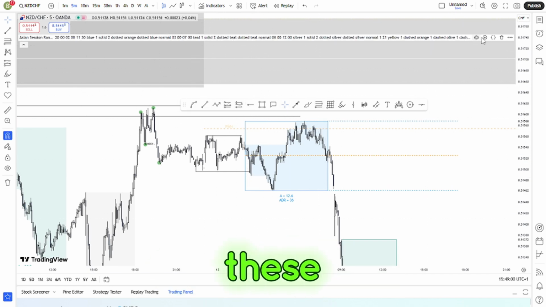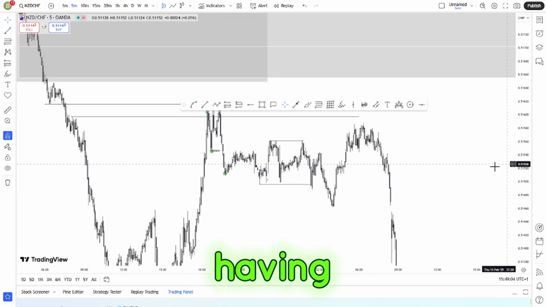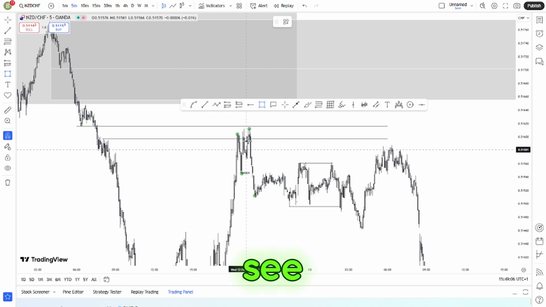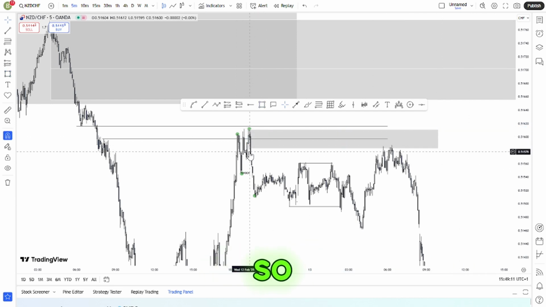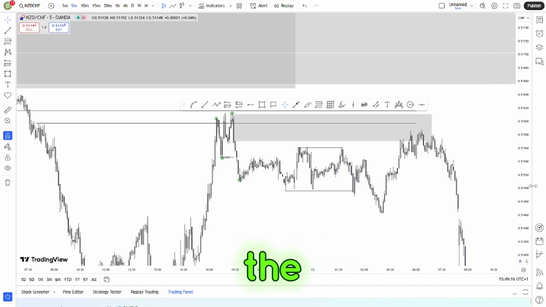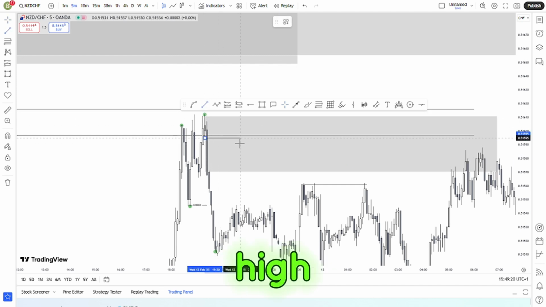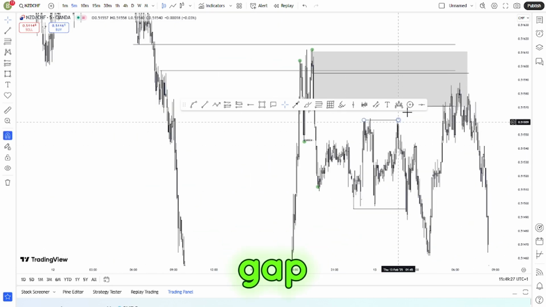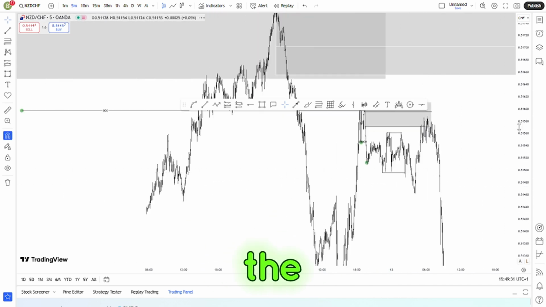So these setups are cool, guys, whenever you have them, just because you'll be having good risk to reward. So as you can see, from this point to this point, the market gave us a nice fair value gap. So I'm catering for the fair value gap also, and also catering for the supply area at the top. So you can just zoom in, then you'll see that this high, this low point, and this high point here do not meet each other, which means this is your fair value gap, and the supply area at the top of the structure, guys.